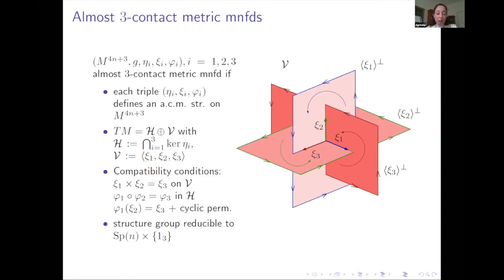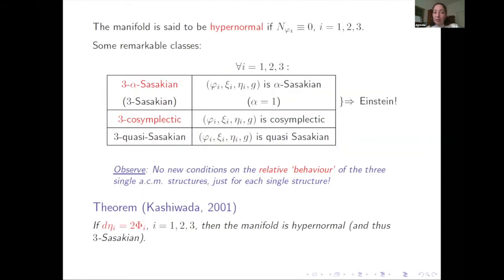Okay, the structure group then reduces even more, namely to Sp(n) times identity on the horizontal space. So actually you don't see, you see it only on the vertical space. Okay, the manifold is going to be said to be hypernormal if all three Nijenhuis tensors are zero. And now here come some remarkable classes. We're going to call this a three-alpha-Sasakian manifold if each of these three almost contact structures is alpha-Sasakian. Three-Sasaki just corresponds to alpha equals 1.